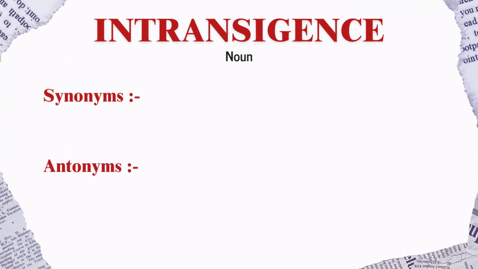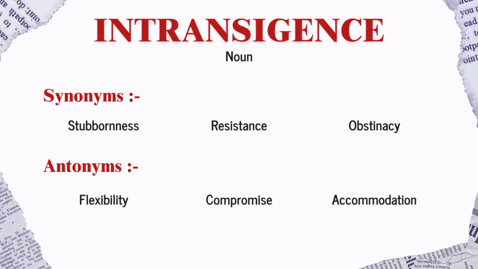Synonyms for intransigence include stubbornness, resistance, and obstinacy. Words with opposite meanings or antonyms include flexibility, compromise, and accommodation.